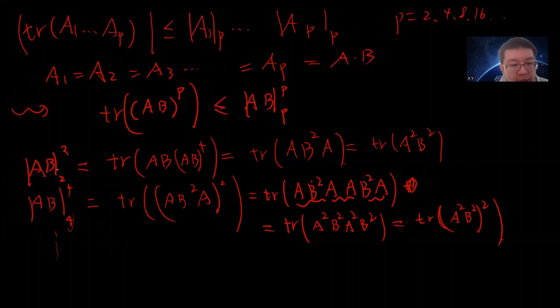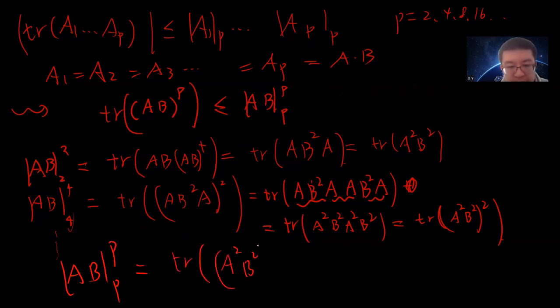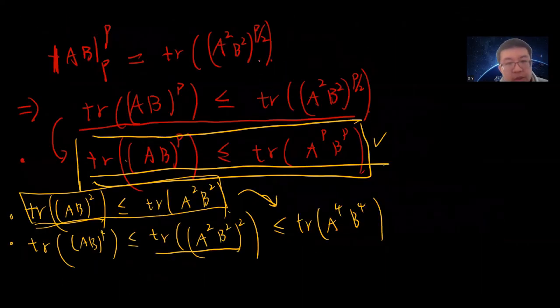It's easy to see that for the 2-norm, the AB term is just the trace of AB this way, and notice that everything is Hermitian. If you do the 4-norm, you get this. So you can easily show that the p-norm of AB to the power p is just the trace of A squared B squared to the power p divided by 2. Once you have this, you know that the trace of AB to the p is less than or equal to the trace of A squared B squared to the p divided by 2.